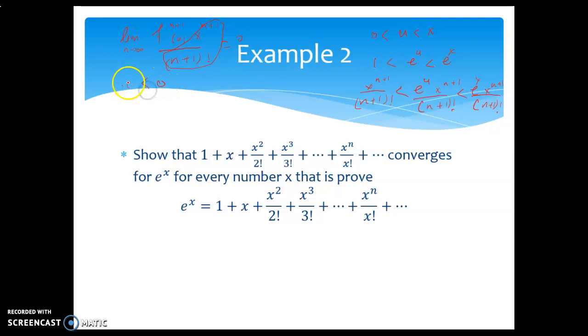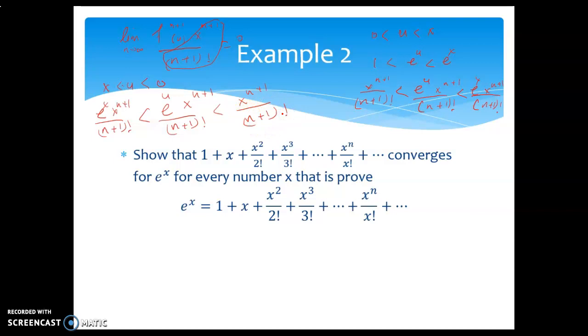The same thing, if u is in between, say, 0 and, say, x, we just do the same thing here. We're going to get e to the x, x raised to the power of n plus 1 over n plus 1 factorial, less than e raised to the power of u, x raised to the power of n plus 1 over n plus 1 factorial. And here we're going to get x raised to the power of n plus 1 over n plus 1 factorial.